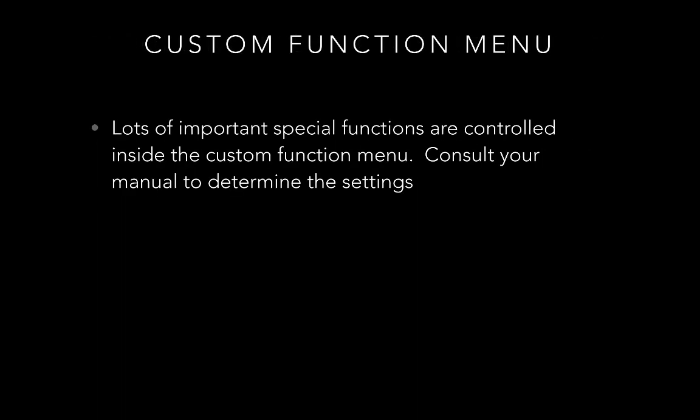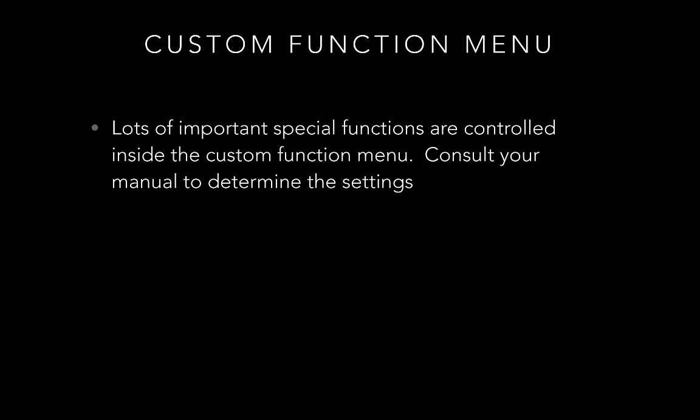Okay, the custom function menu. Lots of important special features and functions are controlled inside the custom function menu of your Speedlight. You're going to want to consult the manual to determine what those settings are. They're not really easy to see. In fact, on most Speedlights, if you're on the back and going through the custom functions, it'll just say CF1 on or off, CF2 on or off, CF3 how many seconds, CF4. So it's not really telling you exactly what that custom function is.